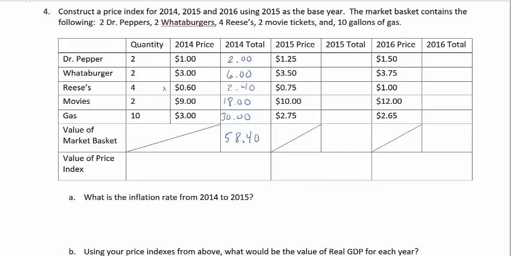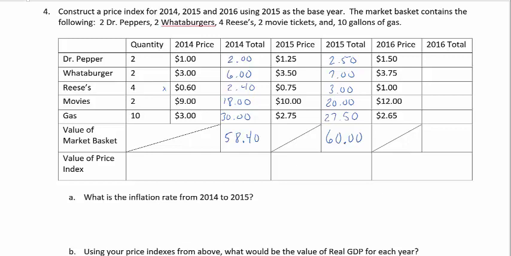Okay. For 2015, we do the same thing. Market basket for Dr. Pepper is $2.50. Then we're going to add $7 worth of Whataburger. We're going to add $3 worth of Reese's, $20 worth of movie tickets, and $27.50 worth of gasoline. So $47.50, $50.50, $57.50, total is $60. So that's the market basket for 2015.